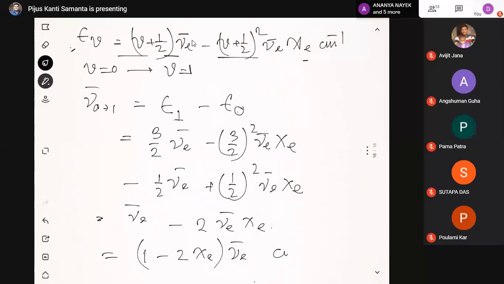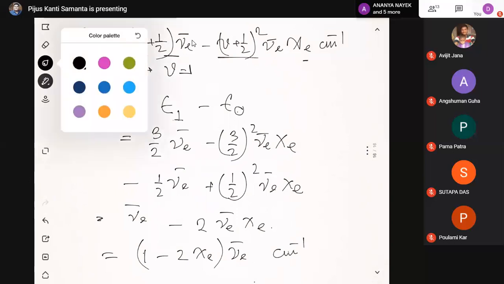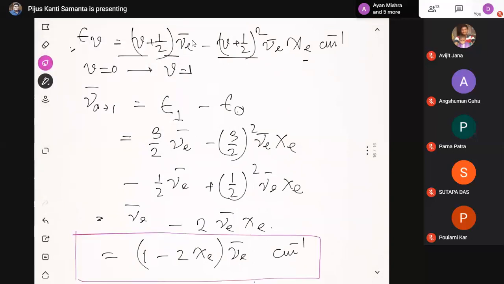So this is the frequency of transition from V equal to 0 to V equal to 1 step. So we have 2 steps. So this is V equal to 0, V equal to 1. This is the transition, this is nu 0 to 1. So this is the case, right? So this is what is called the fundamental absorption. It's called fundamental.